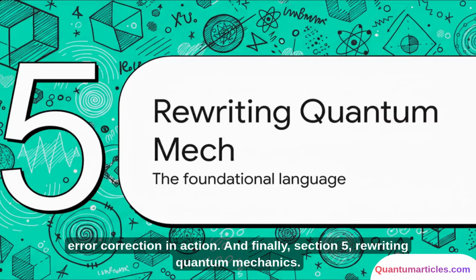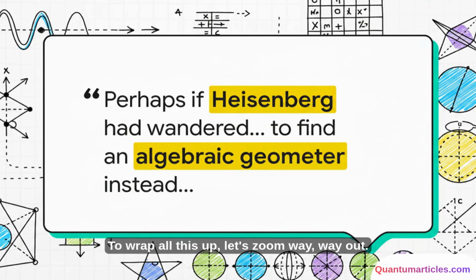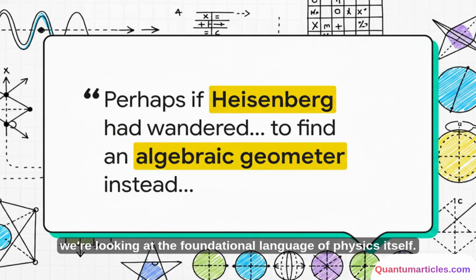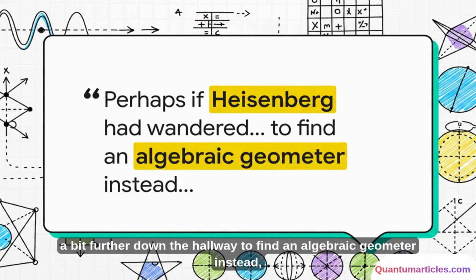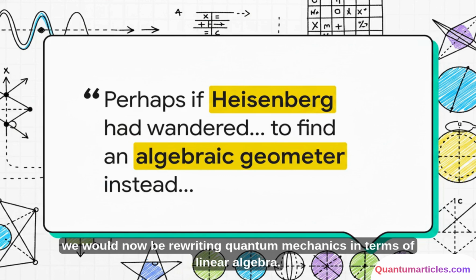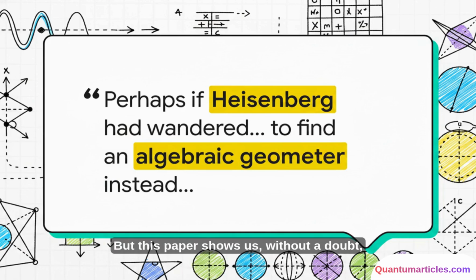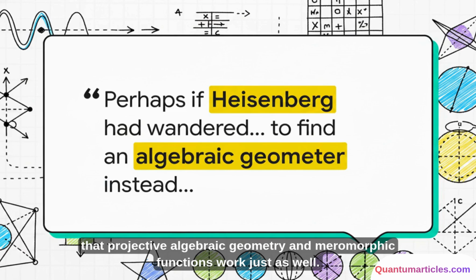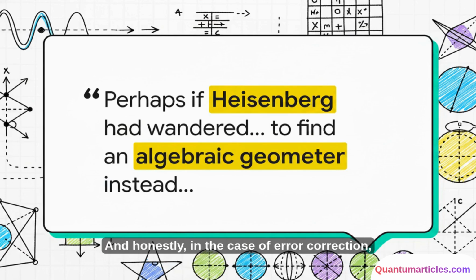And finally, Section 5, Rewriting Quantum Mechanics. To wrap all this up, let's zoom way, way out. Because we aren't just tweaking some algorithms here, we're looking at the foundational language of physics itself. The authors leave us with this truly brilliant thought. They say, perhaps if Heisenberg had wandered a bit further down the hallway to find an algebraic geometer instead, we would now be rewriting quantum mechanics in terms of linear algebra. History dictated that quantum mechanics was built on linear algebra. But this paper shows us, without a doubt, that projective algebraic geometry and meromorphic functions work just as well. And honestly, in the case of error correction, they might work even more elegantly. They are the true algebraic bones of quantum computing.